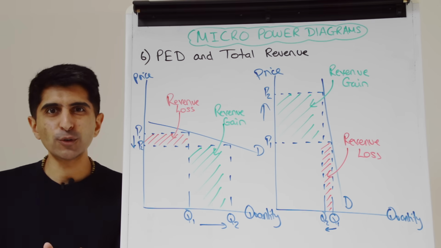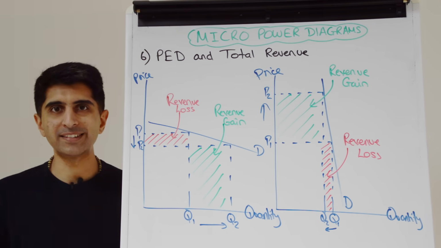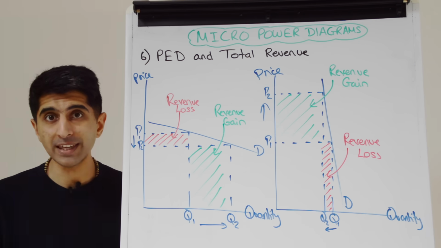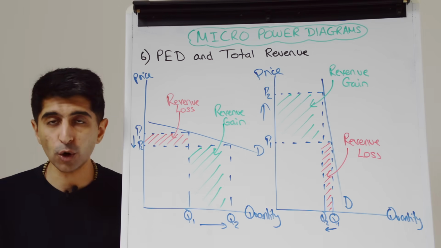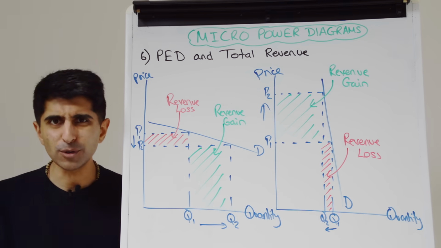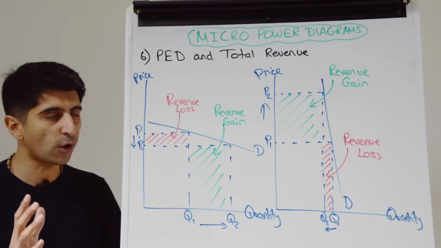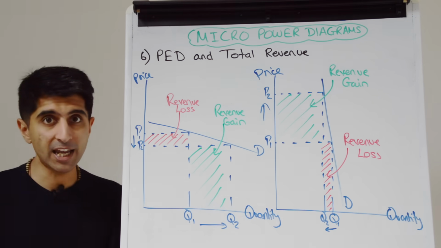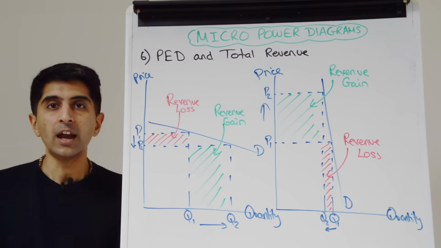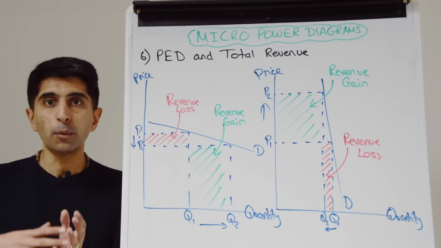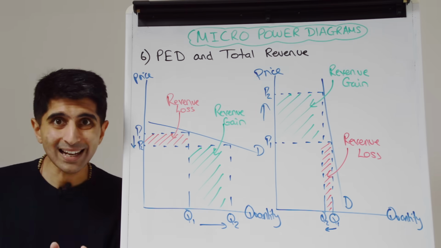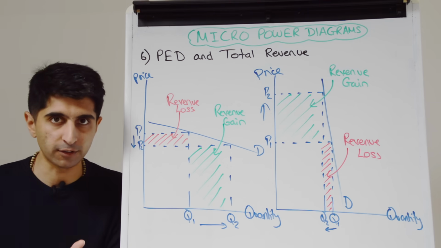Fantastic. Let's move on. The link between PED and total revenue is always asked by examiners. We need to know it well in theory, yes, but also using diagrams. There are lovely diagrams you can use to show this relationship. And this can also be used for lots of different parts of the course too. Know this well. The two diagrams are drawn here. Now we know if a business knows that demand is price elastic, they should reduce their price to increase total revenue. Whereas if a business knows that demand is price inelastic, they should raise their price to increase total revenue.